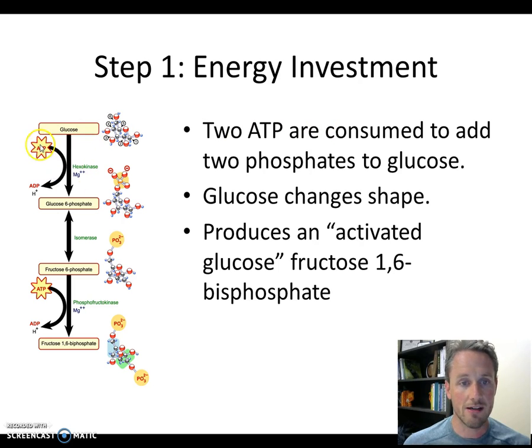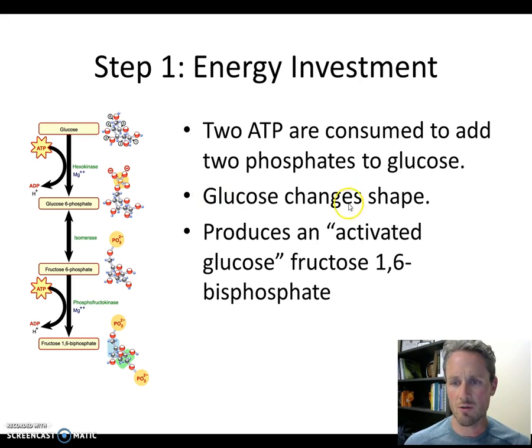So we do that once right here with 1 ATP molecule, and then you can see the phosphate is on glucose. And then we do it again right here with a second ATP molecule. And now this glucose molecule has 2 phosphates attached to it. We have energized this molecule, making it more likely to react in the coming reactions during glycolysis.